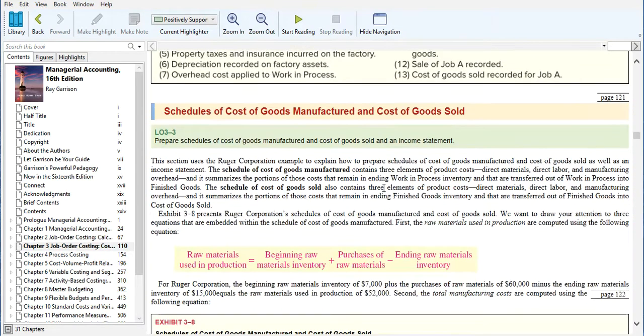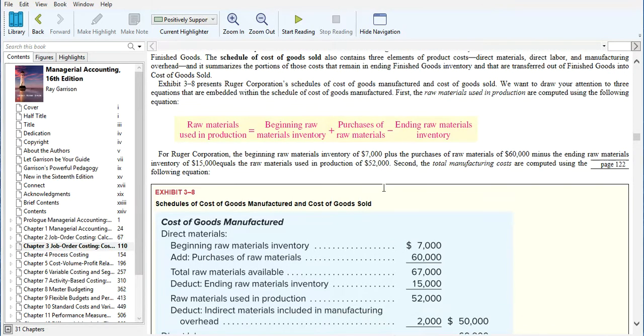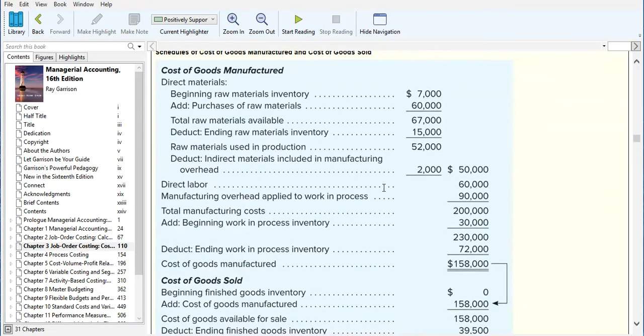Now, when we talk about cost of goods manufactured, we need to put that into some kind of a format or a schedule in order to prepare the income statement and the cost of goods sold. So this is the schedule we prepared in class, where we begin cost of goods manufactured with direct materials, beginning raw materials inventory. We add the purchases. We have total raw materials available, and then we deduct the ending raw materials inventory and get the raw materials used in production.